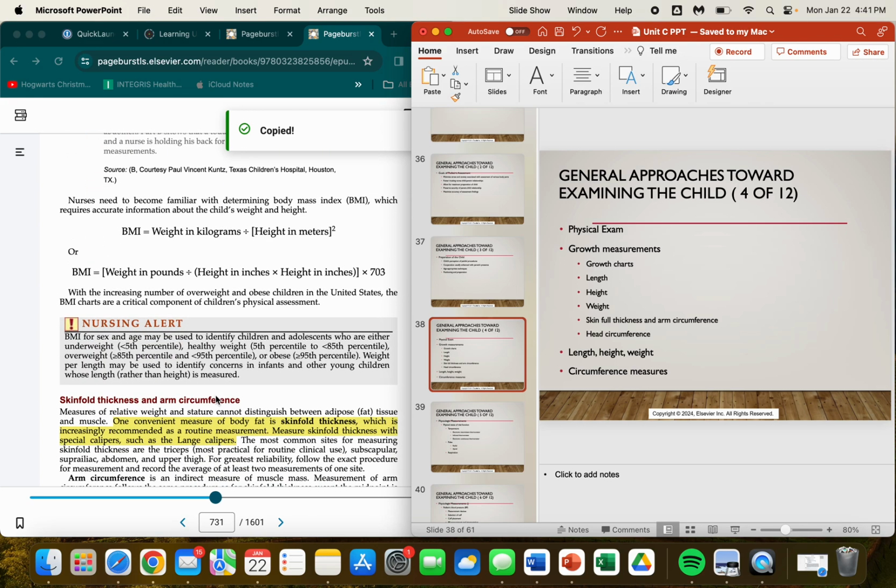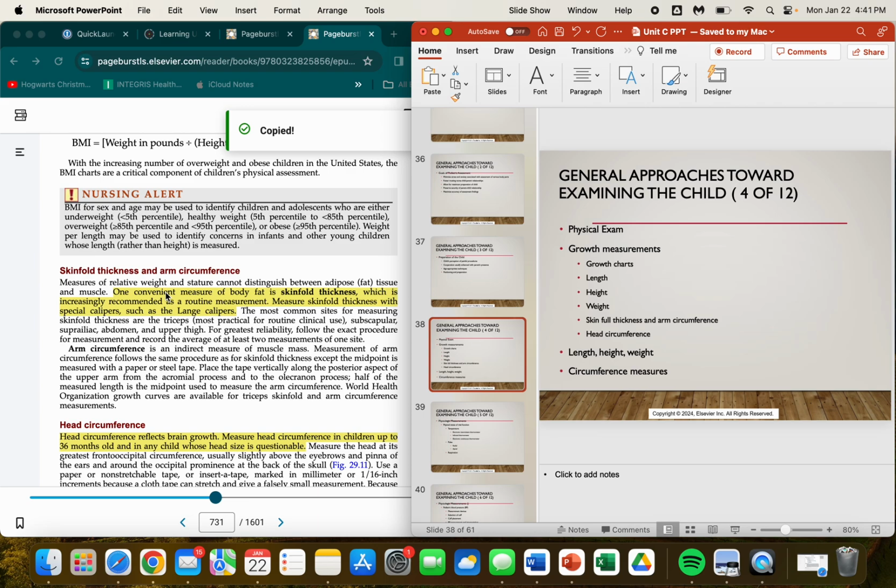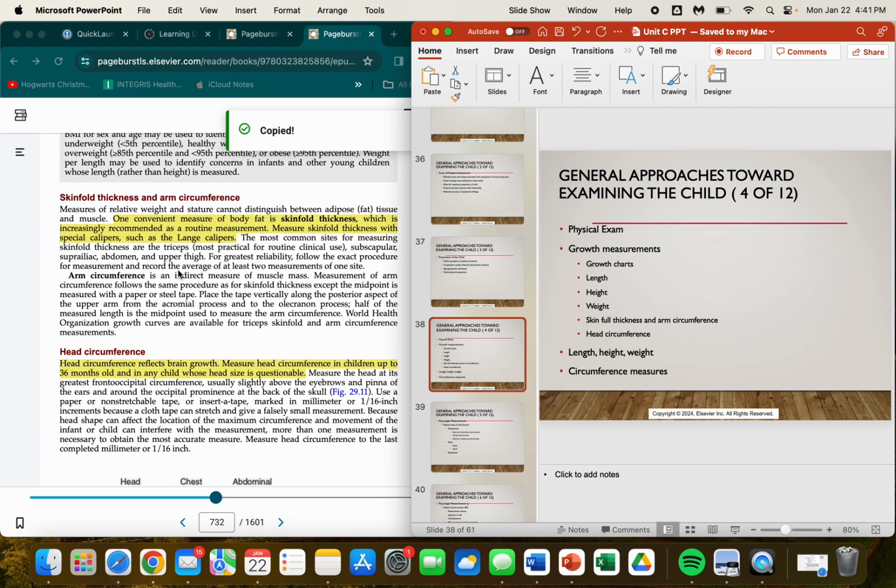When we talk about measuring skin fold thickness, that's one way they can measure body fat, but that's not incredibly common, so just note what that is. They use calipers to do that.